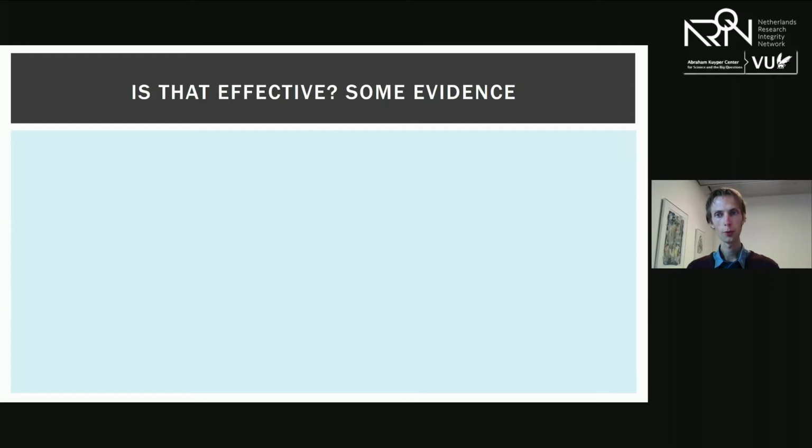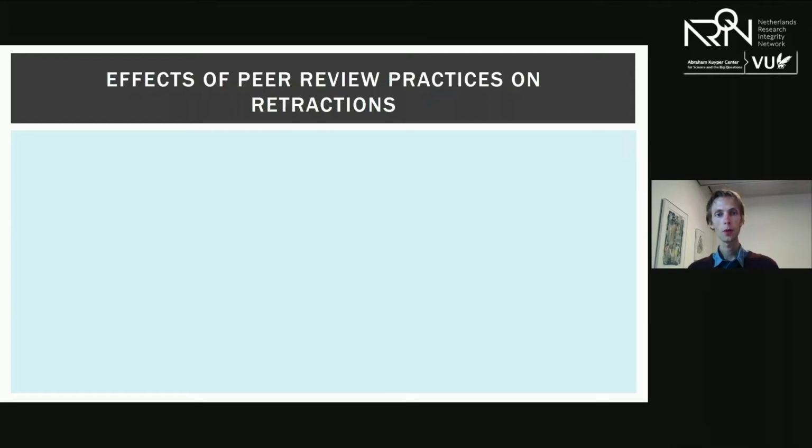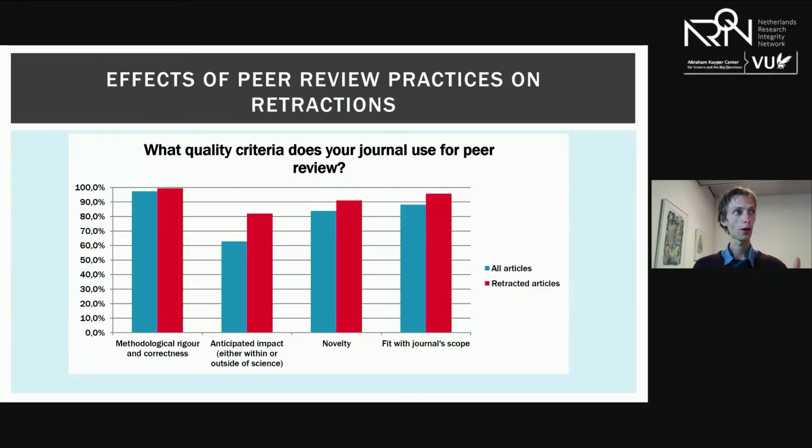I'll present a small bit of this from my own studies, where we traced retractions or retraction rates and related those to different forms of performing peer review. And then you actually see some differences. So for instance, what we notice is that when you ask journals which quality criteria they use for the selection of their papers, we see that the more criteria they use, the more likely they are to retract papers. And this is especially so for journals selecting on anticipated impact or the expected novelty of an article.